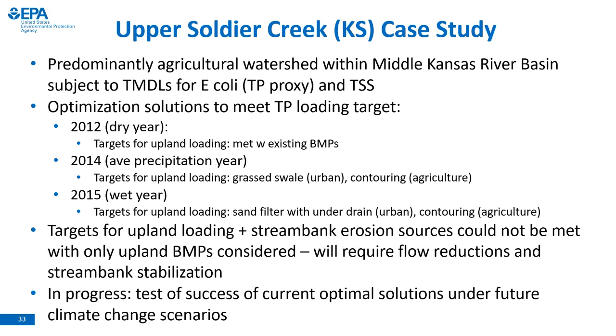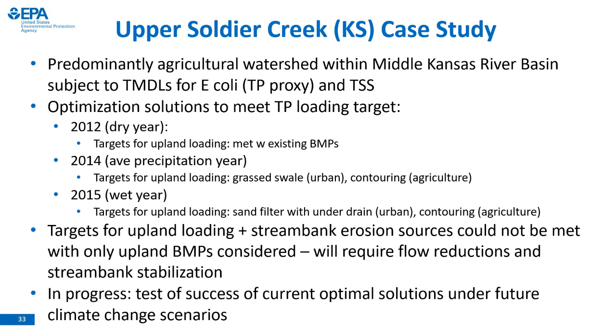So we compared the optimization solutions for 3 different years: a dry year, an average precipitation year, and a wet year. For the dry year, the targets for the upland loading could be met with existing BMPs in the watershed. For the average precipitation year, grassed swales were the most cost-effective solution for urban lands, and contouring was the most cost-effective solution for agricultural lands. Results were somewhat different for the wet year, with sand filters replacing grass swales as the least cost solution for urban systems, and contouring remained the least cost solution for agriculture.